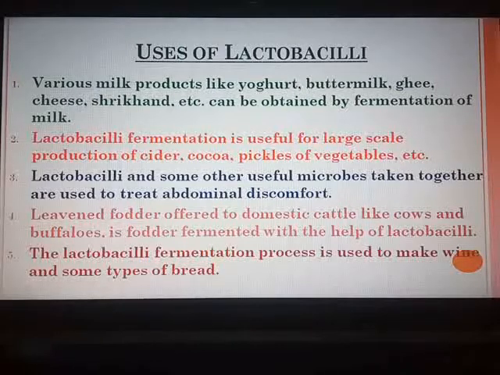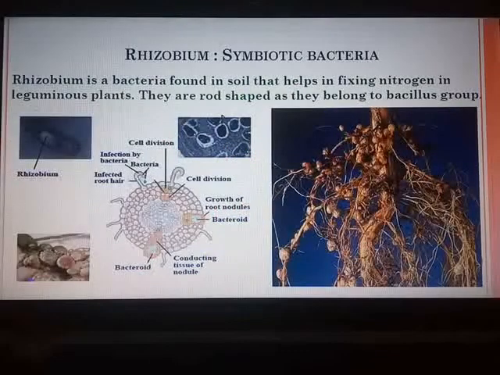After the study of the useful microbe lactobacilli, let us move towards the next one, that is Rhizobium, known as symbiotic bacteria, which again falls under the category of useful microorganisms. What is Rhizobium? Rhizobium is a genus of gram-negative soil bacteria that fix nitrogen.